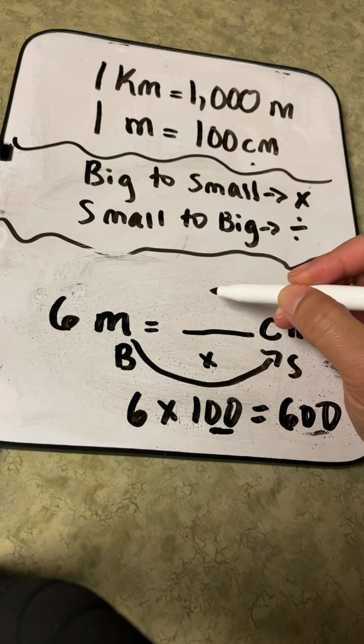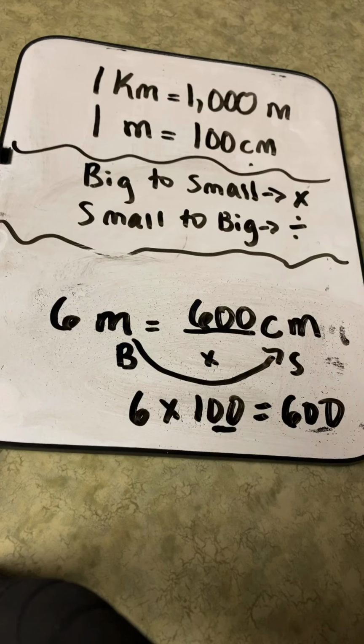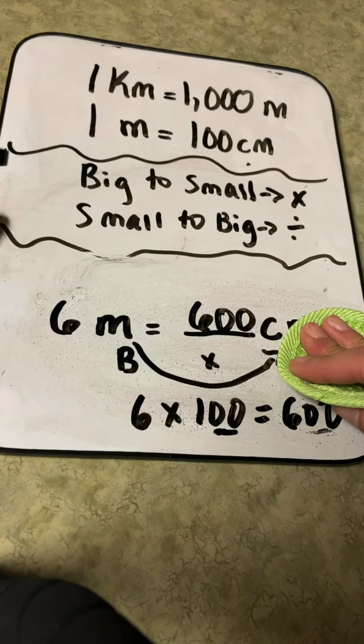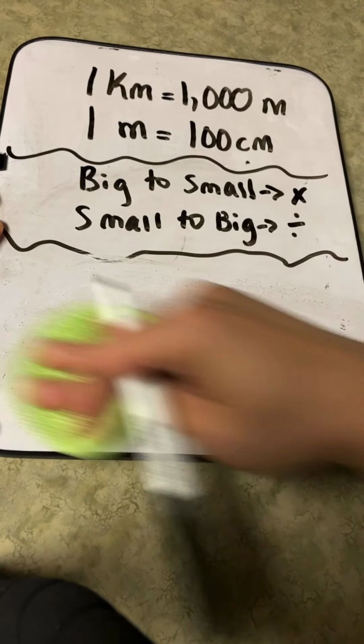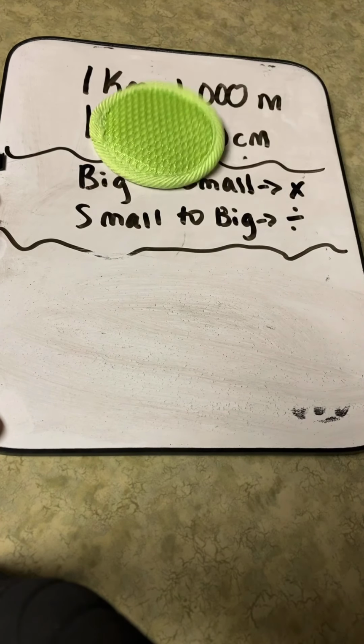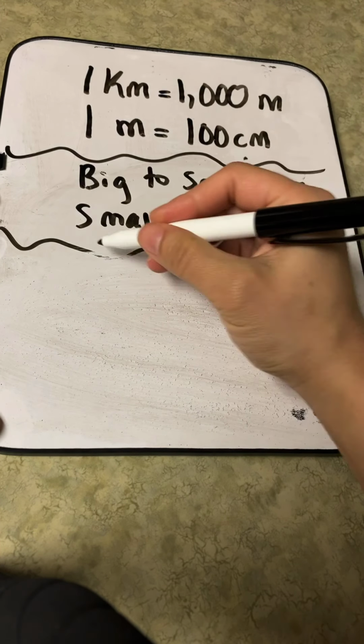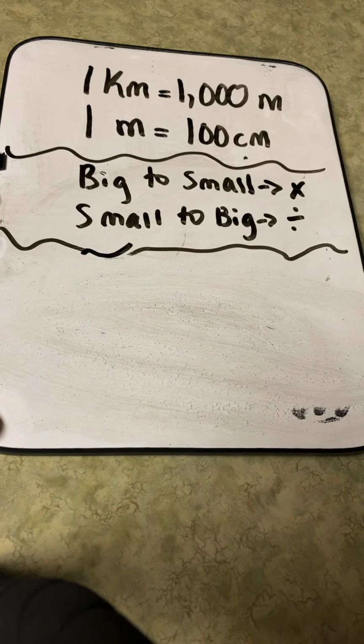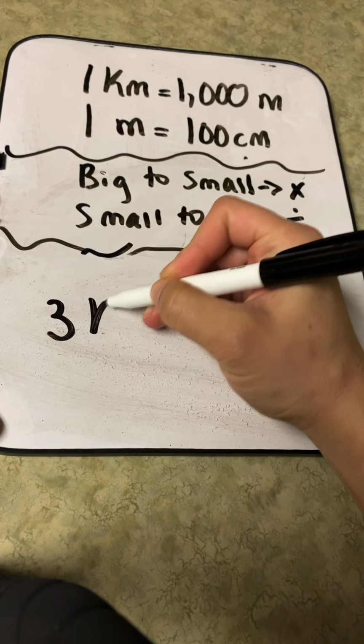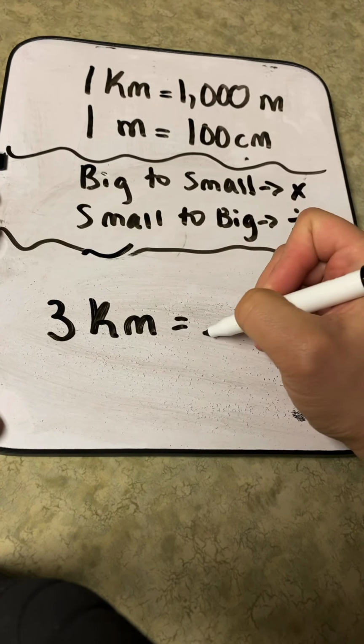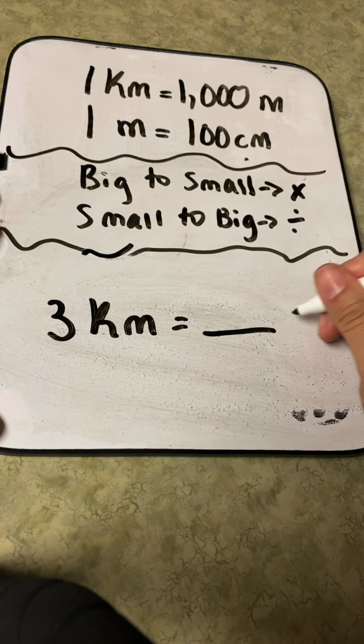So 6 meters equals 600 centimeters. Okay, and now for our last example. Oops, sorry. We have 3 kilometers equals how many meters?